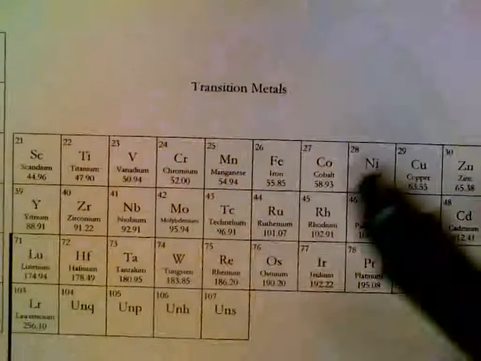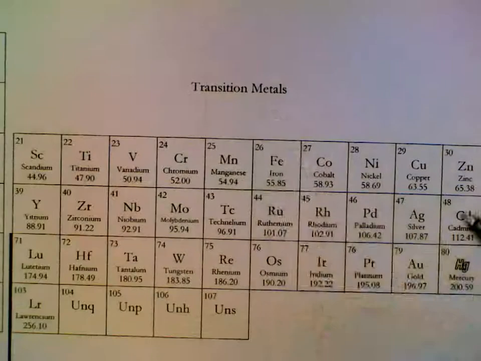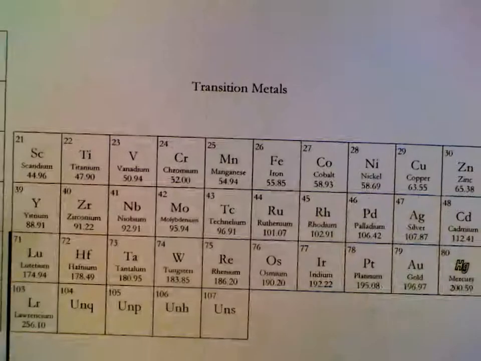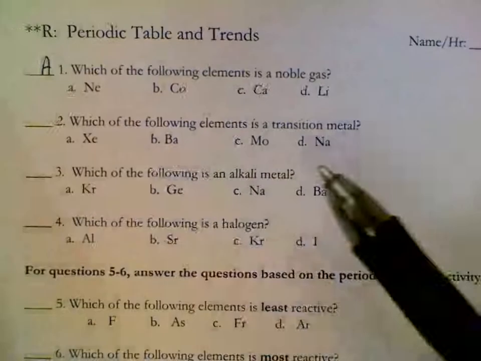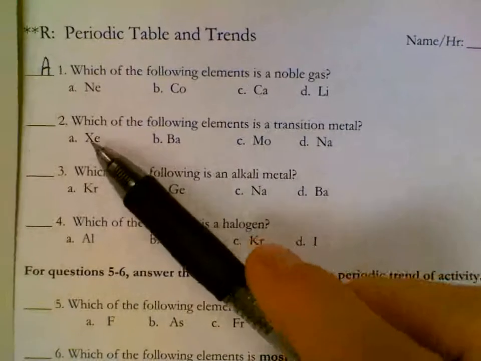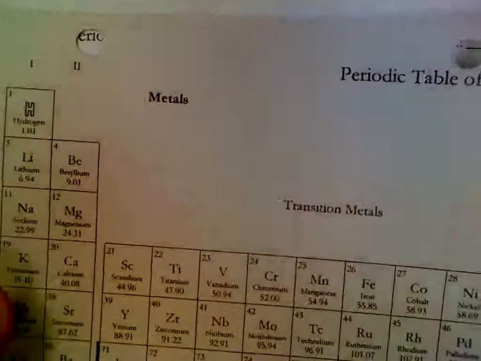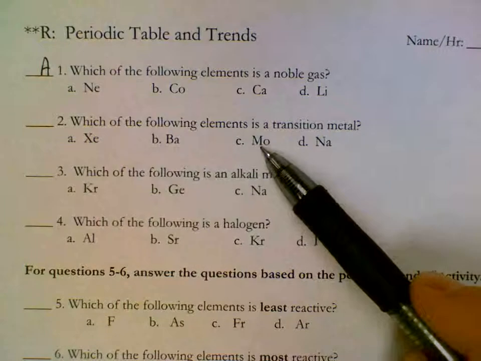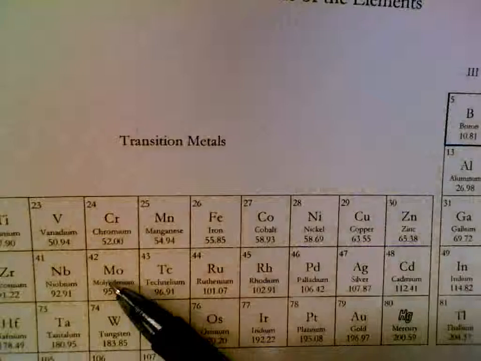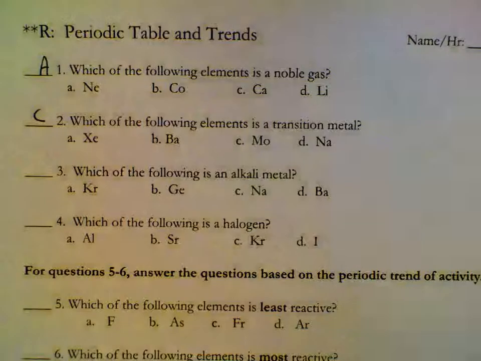Which of the following is a transition metal? Transition metals are all the metals that live in this region of the periodic table underneath the words transition metals. Xenon lives in group 8 over here. Barium is a group 2, it's an alkaline earth metal. Molybdenum lives right here, so molybdenum should be your answer. Sodium is an alkali metal.